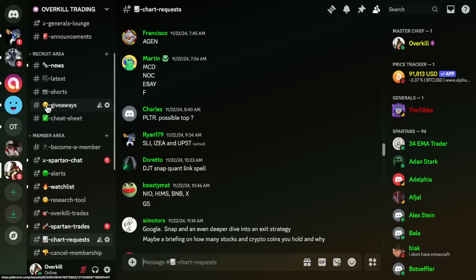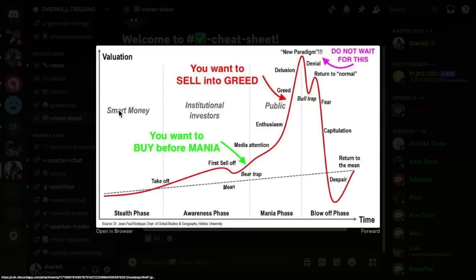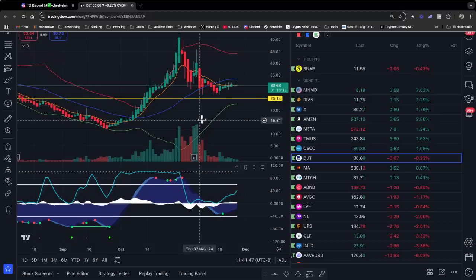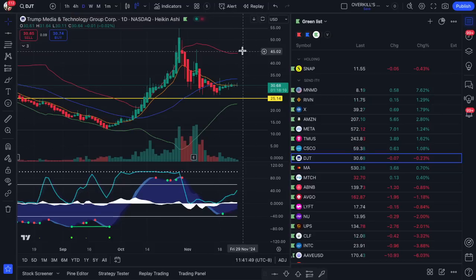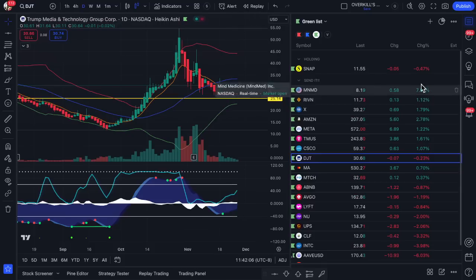Sideways action isn't always a bad thing. If you look here at the cheat sheet, stealth phase: going sideways, not moving. Nobody's talking about it. But as soon as the news gets released that the company's buying the Backed company, it's going to shoot up. And then everyone's going to be buying it up here at $50. So that's kind of how it works. You're playing the rumor. There's a saying, buy the rumor, sell the news. That's kind of what's going on here.